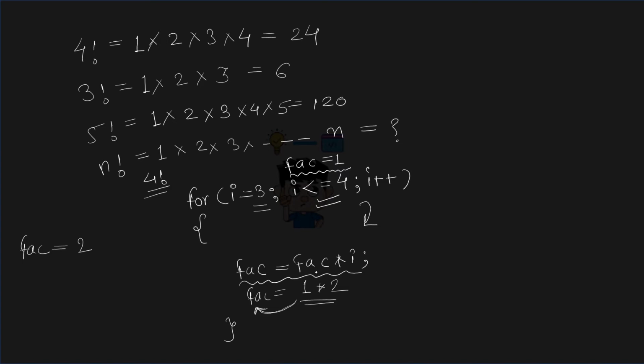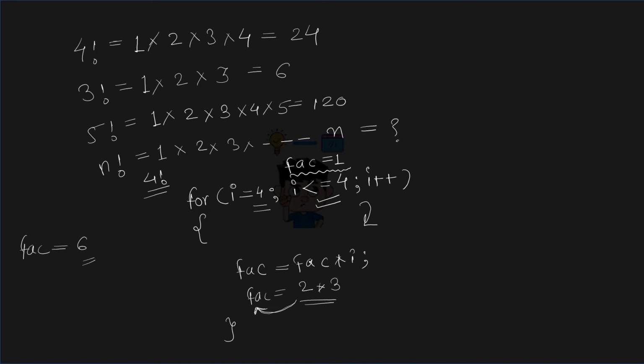Then what is the value of fact now? Value of fact is 2. Now what is the value of i? It is 3. Then 3 into 2 is 6. Then we store the 6 into the fact variable. Then again increment i by 1. So here i changes to 4 from 3. Then again check the condition. Is i, that is 4, less than or equal to 4? Yes, it is equal to 4. Then again we jump inside the for loop.